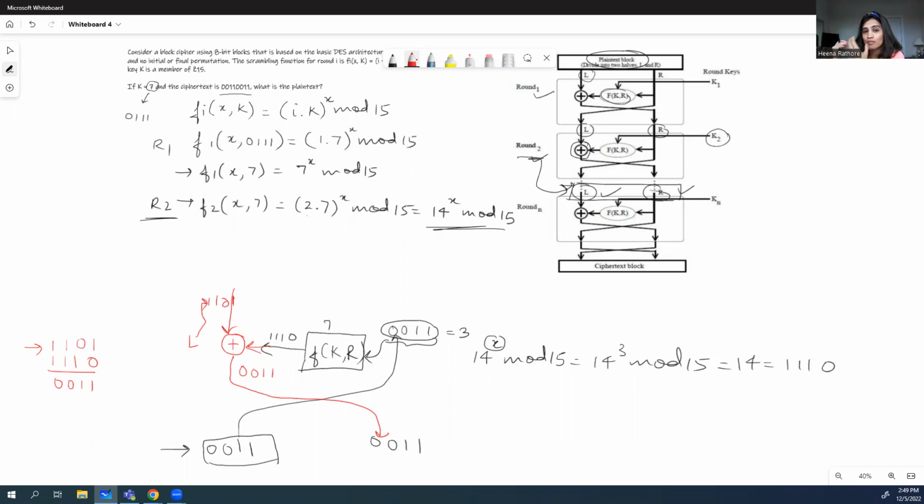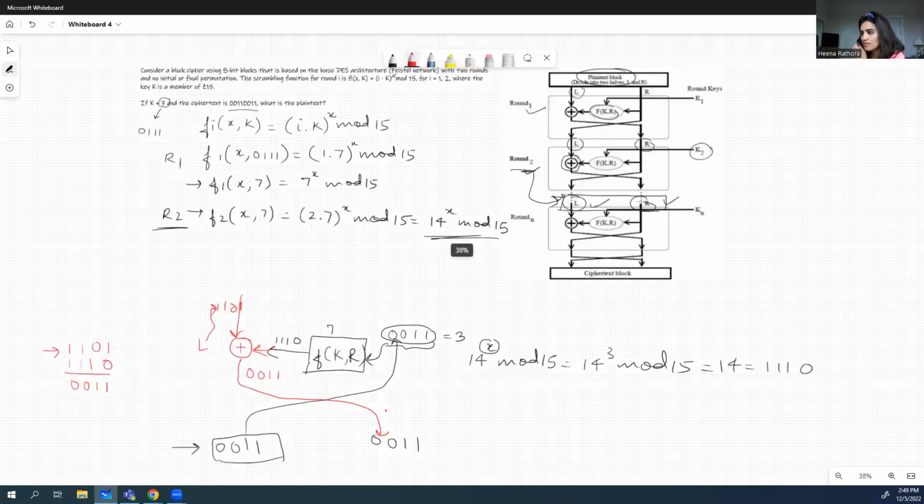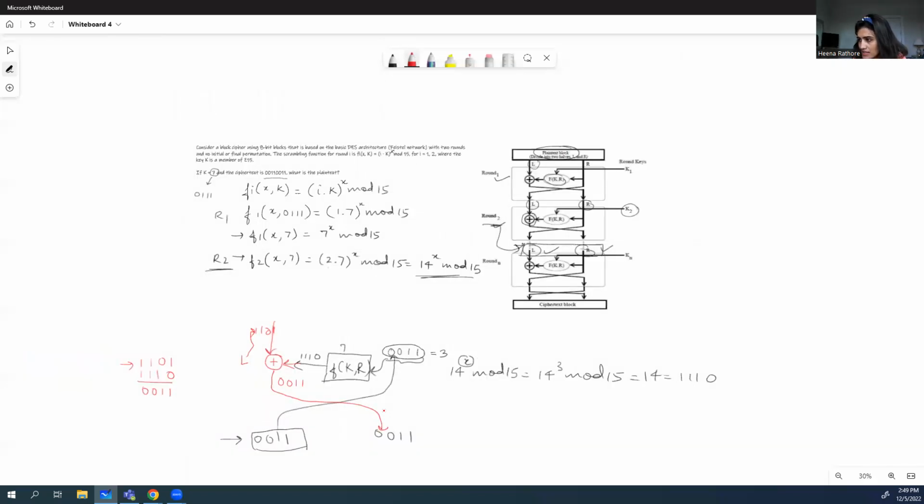Now we have to solve round number 1. In round number 1, once again, a similar kind of operation will happen. If I minimize this, in this case the left hand side now becomes the right hand side. Here also we did the same kind of operation. If you recall, the left hand side becomes our right hand side. So similarly, the left hand side now becomes our right hand side. In this case, we know that our right hand side is 1101. Here once again, we have to apply the function f of f1, key and r.